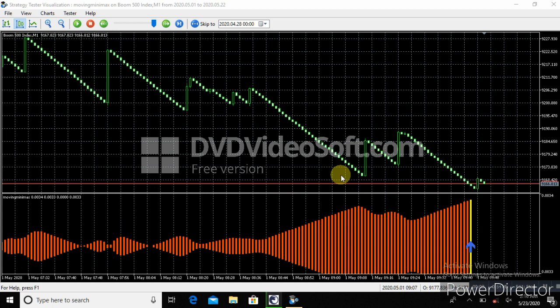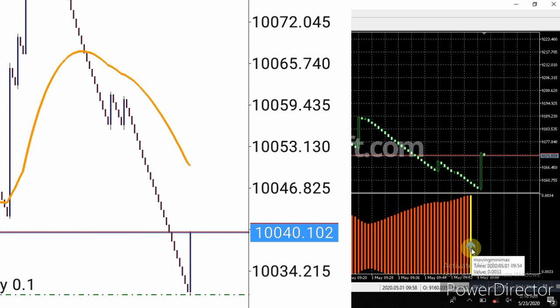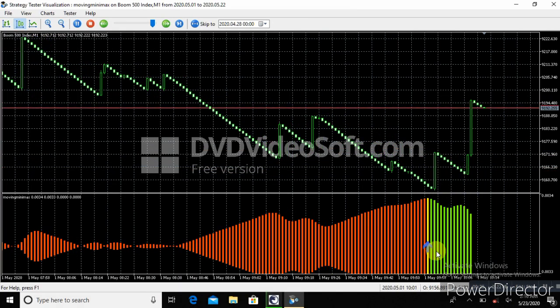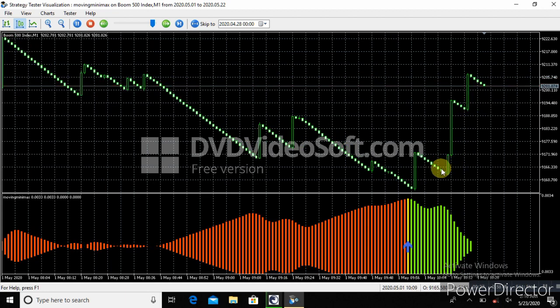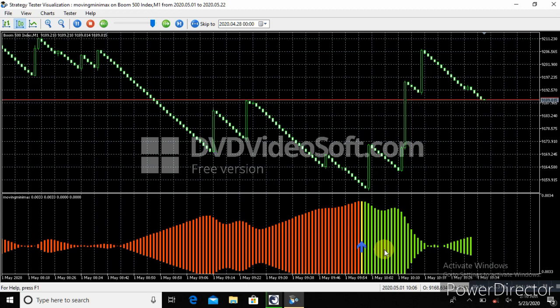Today I'm going to show you a real spike detector, and let's see how this thing is going to work. Okay, let me explain some things and let's continue. Look here, this arrow will appear 10 candles before the spike, and after this arrow the spike will come. This arrow will tell you a spike is on the way.